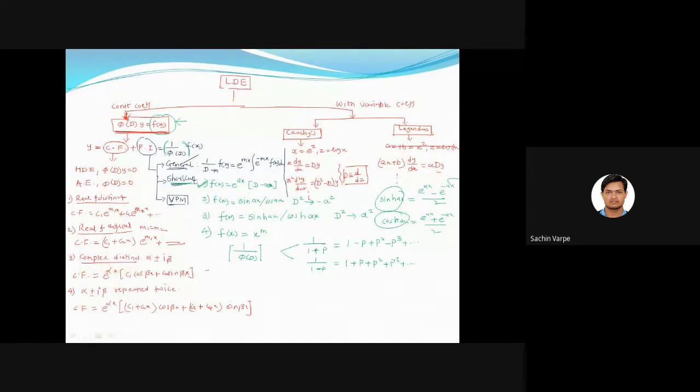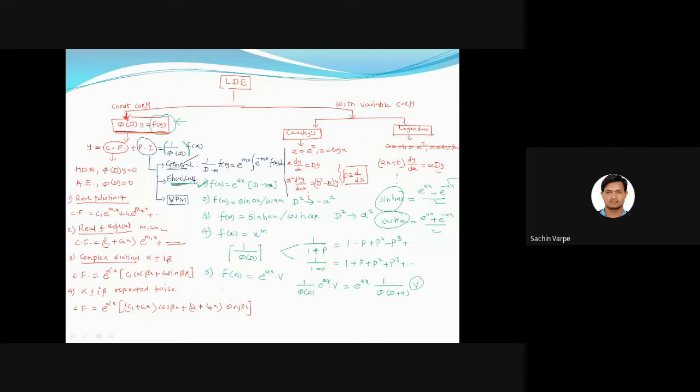Then we have proceeded with the next case, case number 5, the composite function, when f(x) is a function of the form e to the power ax into v. So what we do there is we write the exponential function outside. Let me write here: 1 upon phi of d, e raised to ax into v, can be written as, firstly we write the exponential function outside, and then we replace d by d plus a, so 1 upon phi of d plus a, acting on v, and then we proceed according to the form of v.